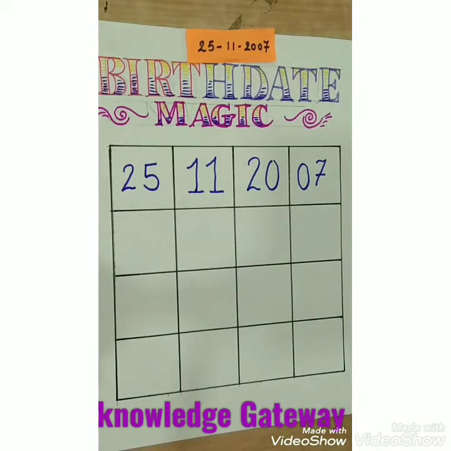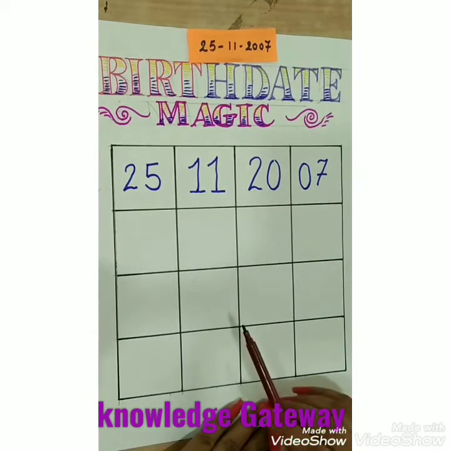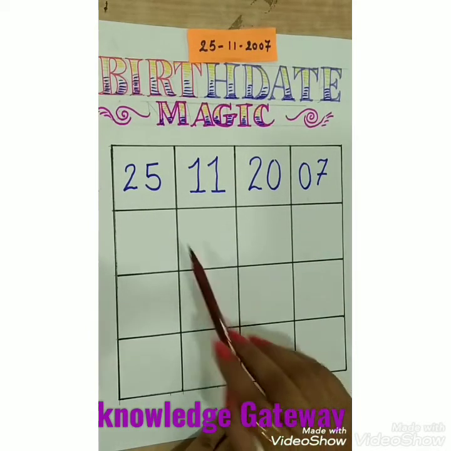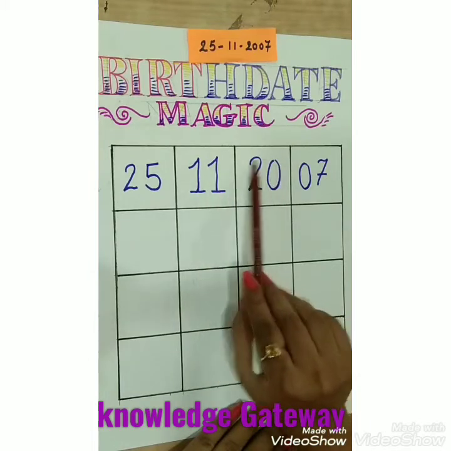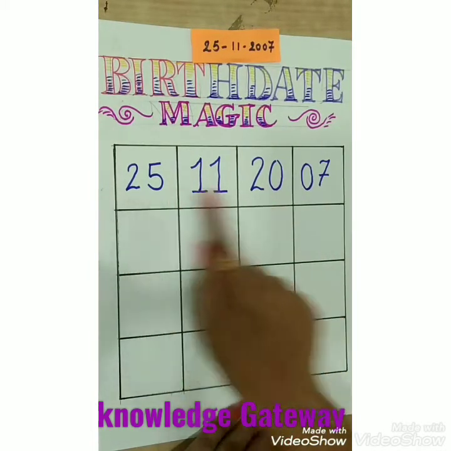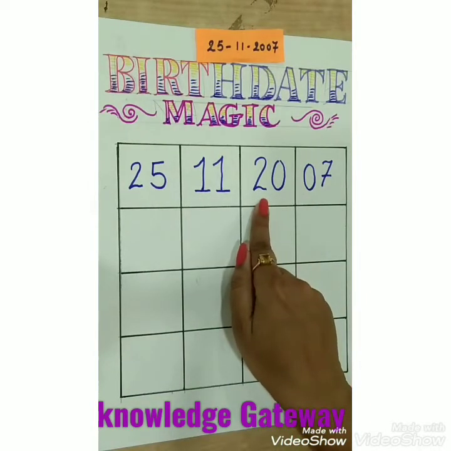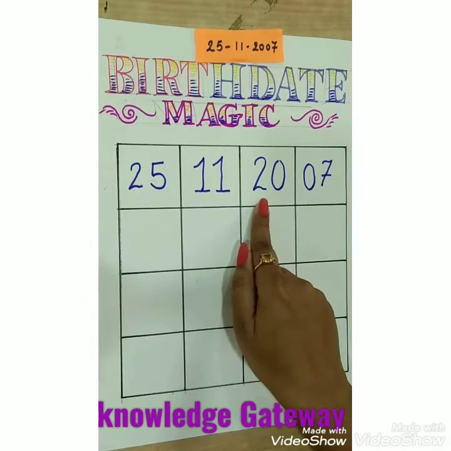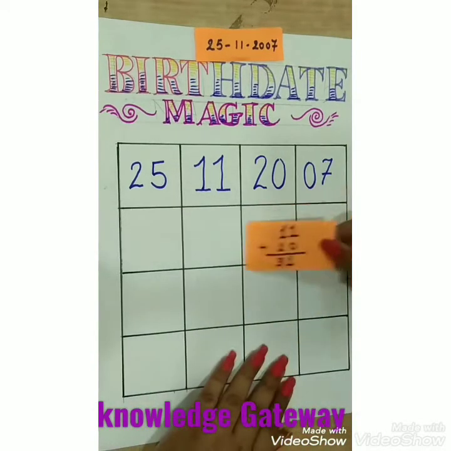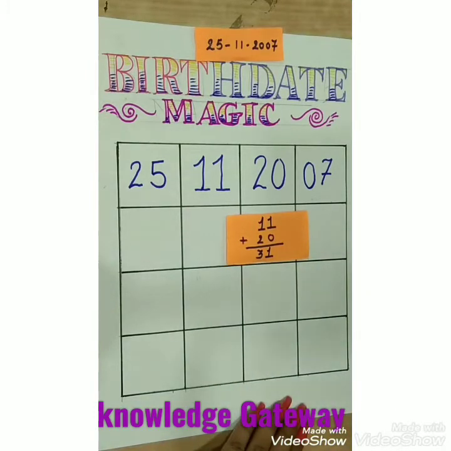After entering our birth date in the first row, you have to find the sum of the 2 middle numbers in the first row. Here you can see this number and this number. These are my middle numbers of this row. So the sum of these two numbers you have to find. Now 11 plus 20. Here you can see 11 plus 20 is equal to 31.